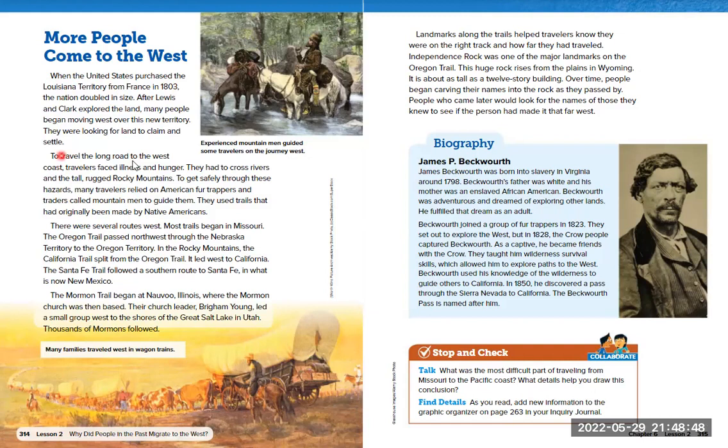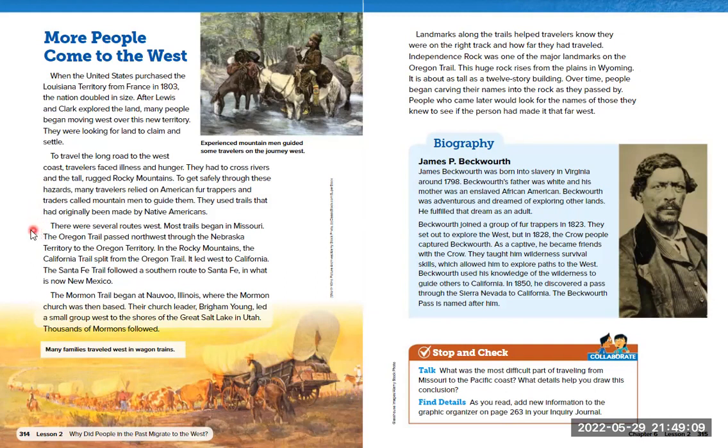To travel the long road to the West Coast, travelers faced illness and hunger. They had to cross rivers and the tall, rugged Rocky Mountains. To get safely through these hazards, many travelers relied on American fur trappers and traders called mountain men to guide them. They used trails that had originally been made by Native Americans.